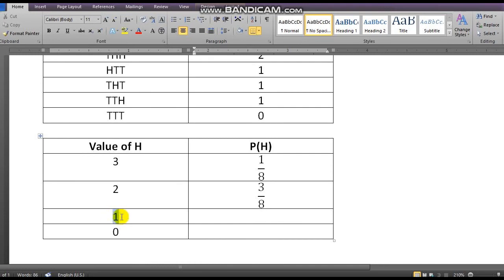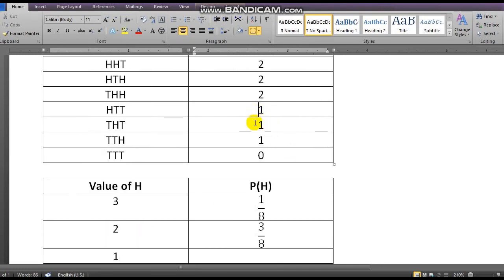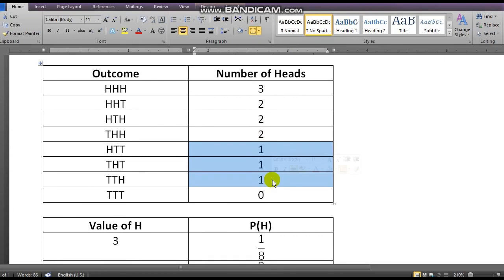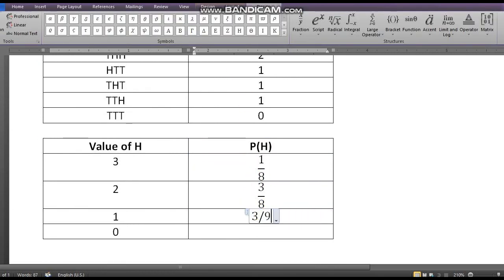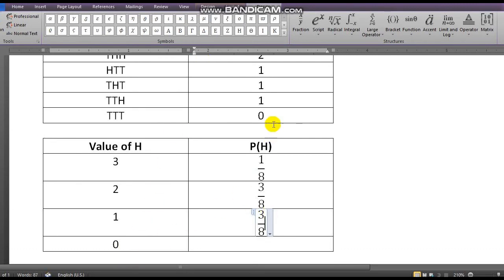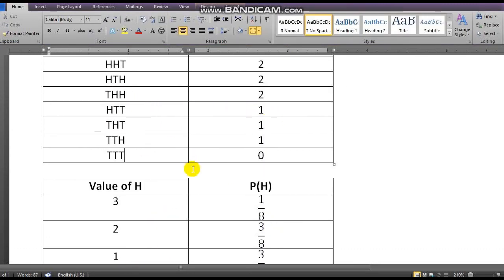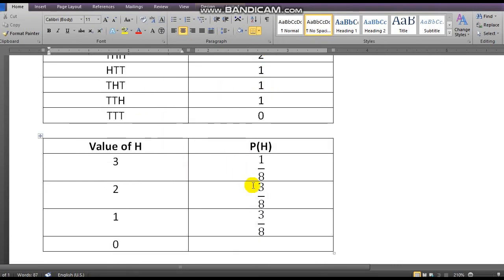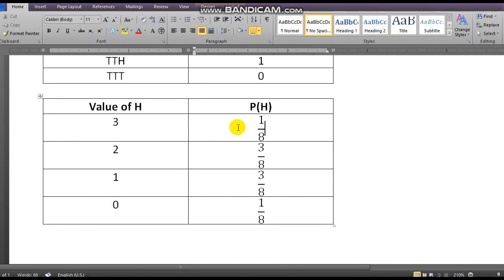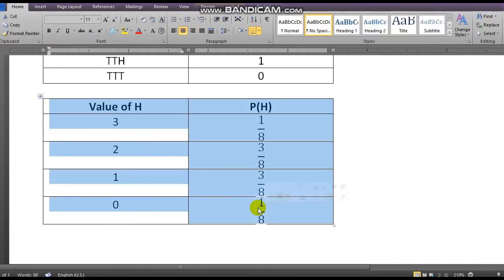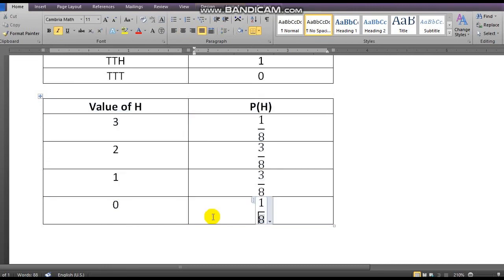Next, let's have the value of h as 1. Again, there are 3 values of 1 in our table out of 8 possible outcomes. So the probability is 3 over 8. And lastly, we have 0, or no heads at all. So 0 appeared 1 time out of 8 possible outcomes. So the probability is 1 over 8. So this is the probability distribution of flipping 3 coins. We get to know what will be the value of h when we flip 3 coins. It's 3, 2, 1, 0. And here are the probabilities.